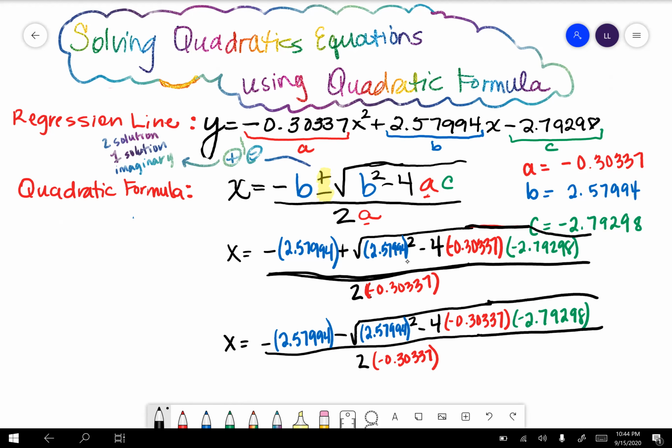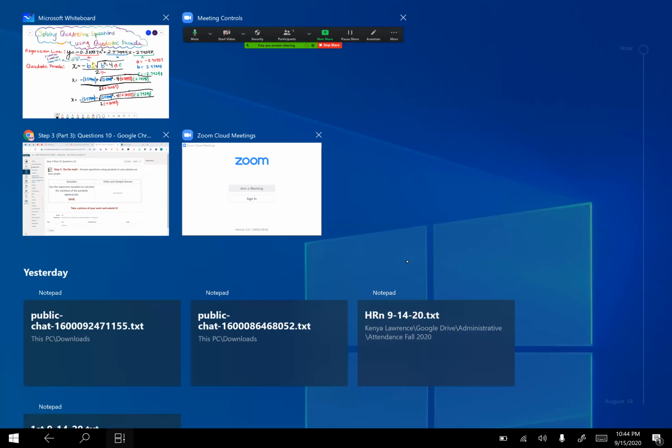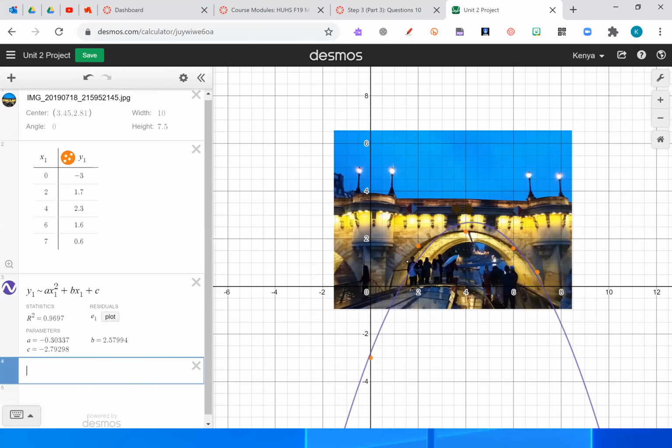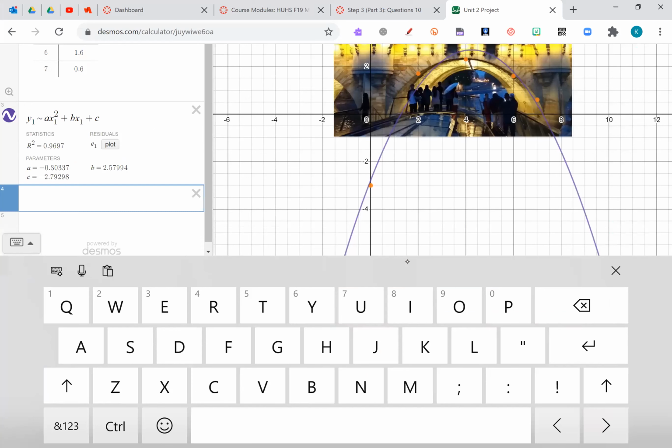Okay. So now that I've set it up, we are going to go to Desmos and type this in exactly the way it looks on my paper. We're going to let Desmos do all the math for us as far as the calculations go. So let's go there. But if we were to work that out by hand, we would actually use the order of operations.